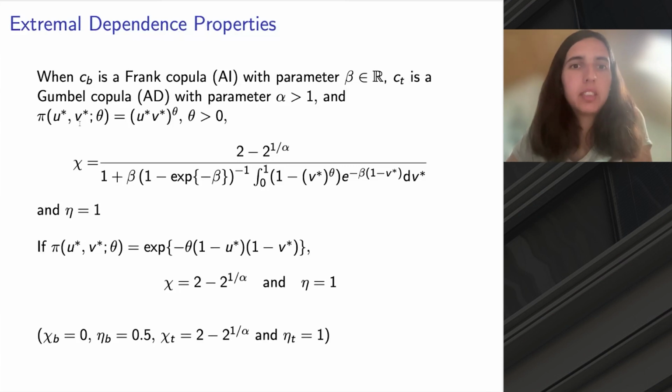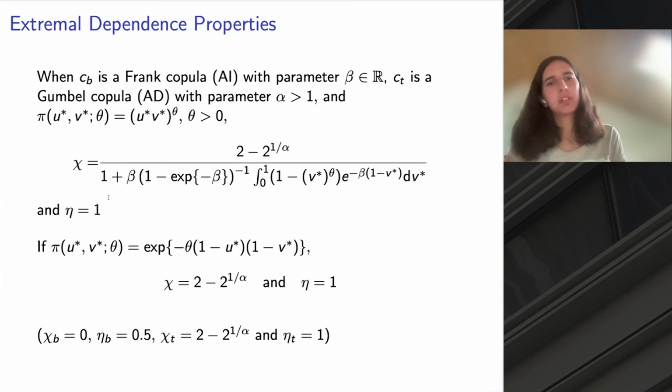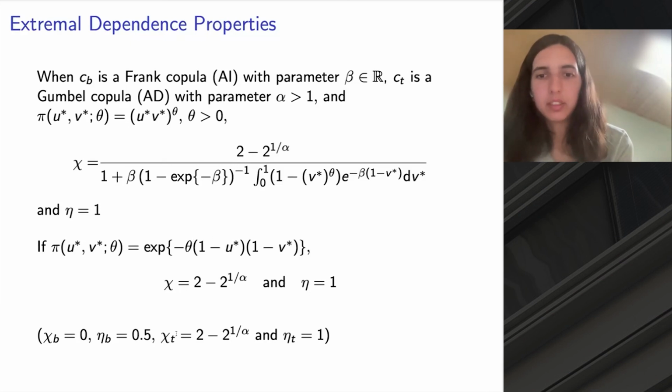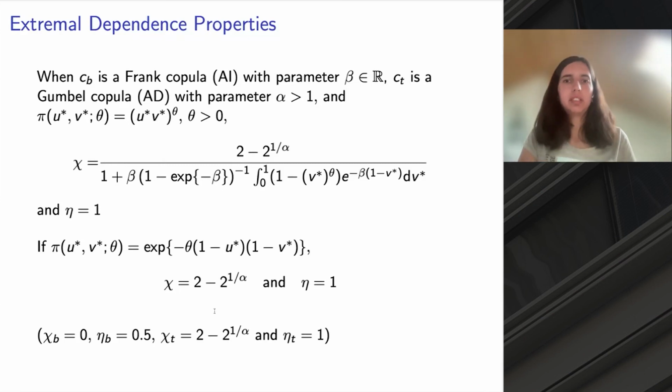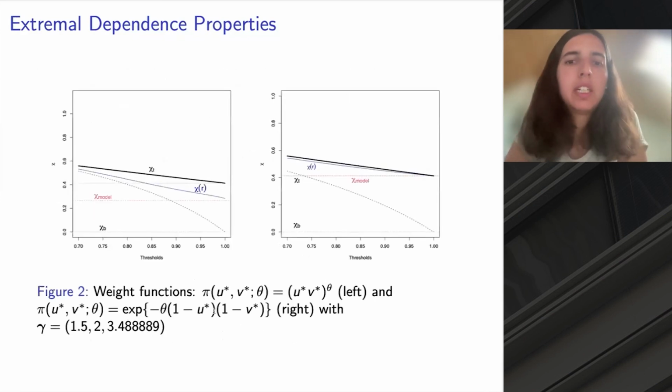For the tail copula then, and this pi function here, the product of the variables to the power of theta, the chi of our model is this one, this big expression. And then we have, of course, theta equal to 1. But if we move to the other weighting function that we consider, then the chi of our model is the sum of chi t. And this is also shown in these pictures.